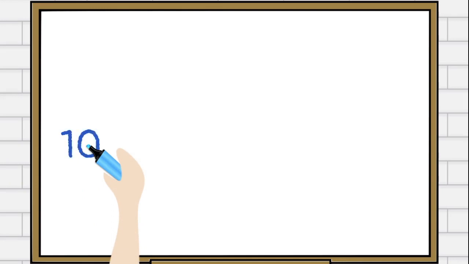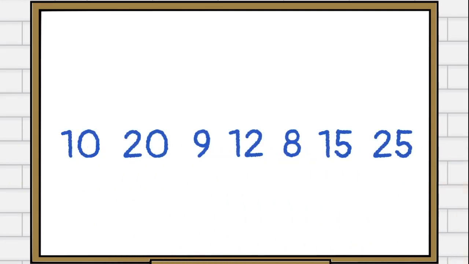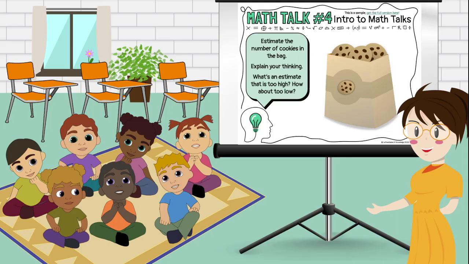10. Louie, what'd you get? 20. We have 9, 12, 8, 15, 25. These sound like some pretty good estimates. Who would like to explain their thinking? Louie, how'd you come up with your estimate?